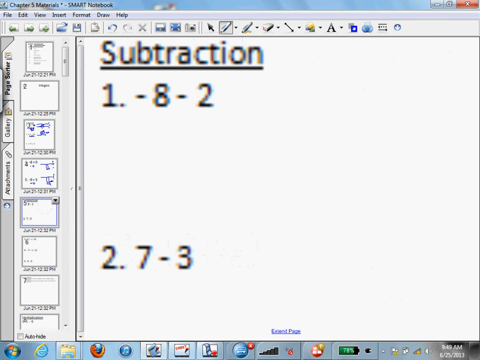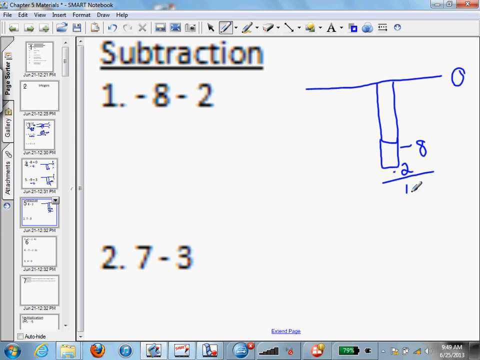Think about subtraction. You can use our same method. If you're starting off at 0, this starting off at negative 8, you want to go down 8. And then we're going to subtract 2. So that minus tells us to go further down. And how many? 2. So what's that? That's 10. And since we're below the ground level, we're at negative 10.